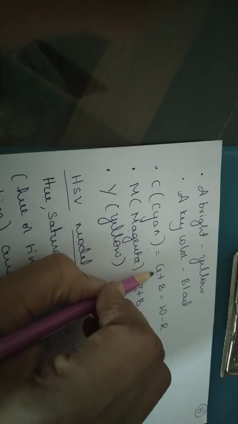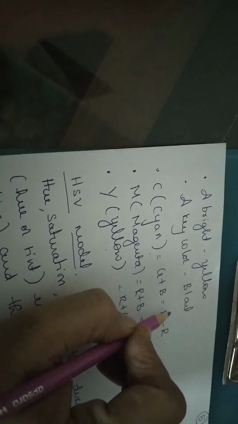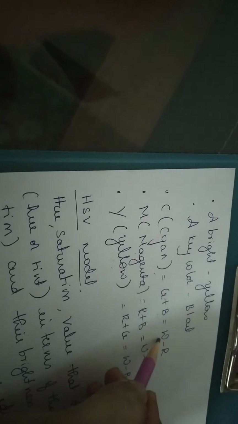Cyan color comes from the additive combination of green and blue, or else we can make a subtraction of red from white. Magenta is a combination of red and blue, or subtraction of green from white. Yellow is a combination of red and green, or subtraction of blue from white. Right? And K in CMYK is the key color, that is black.